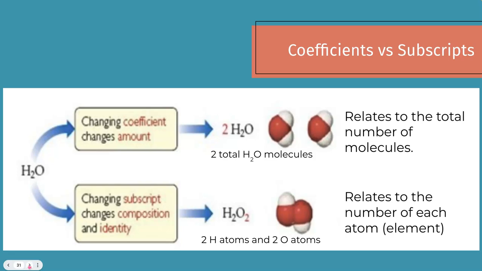So here's how we can see the difference. If we have H2O, which is water, changing the coefficient changes the total amount, right? So if I put a 2 in front, you can see I have 2 water molecules. But if I put a subscript, that changes the composition and identity of the substance. So it's no longer water. It is now H2O2, which is actually hydrogen peroxide.